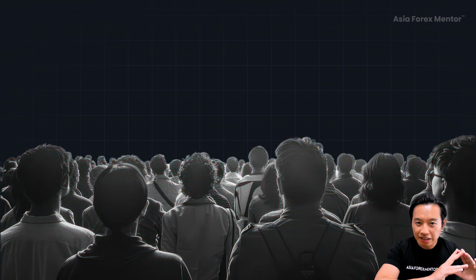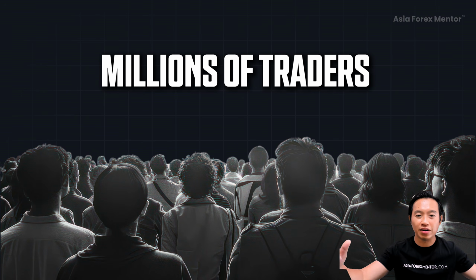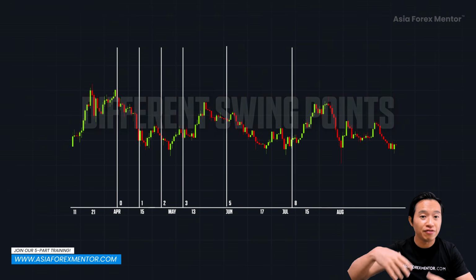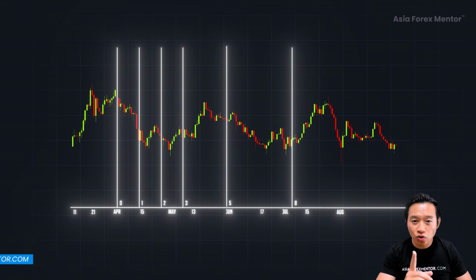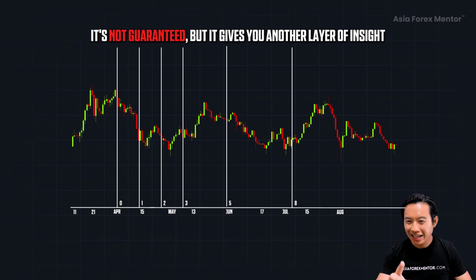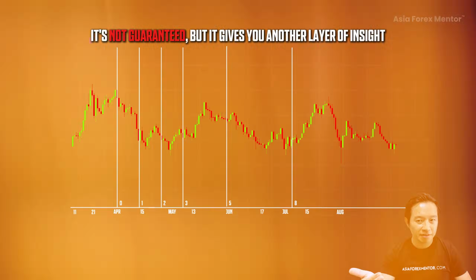Take a look at this. There are millions of traders out there, right? Using different time zones, different swing points, different styles. The time zone depends on how you see the market, right? It's not guaranteed, right? But it gives you another layer of insight. Take a look at this chart.